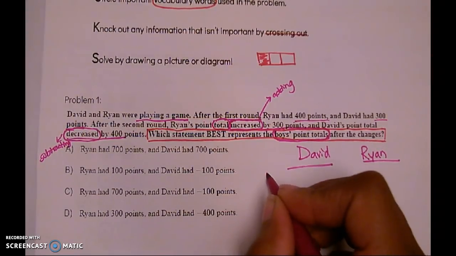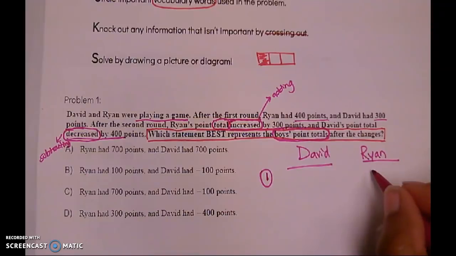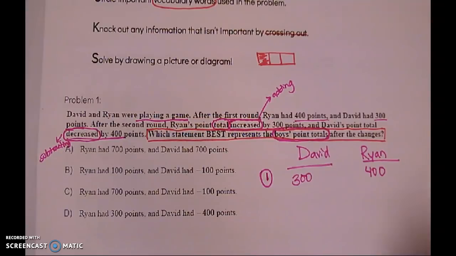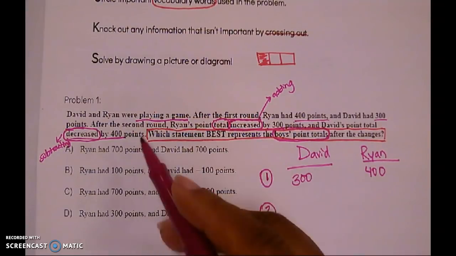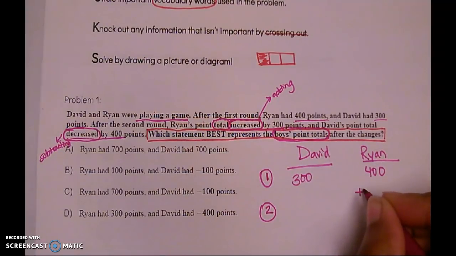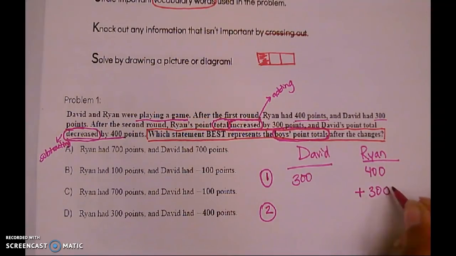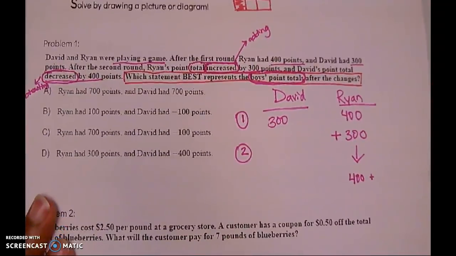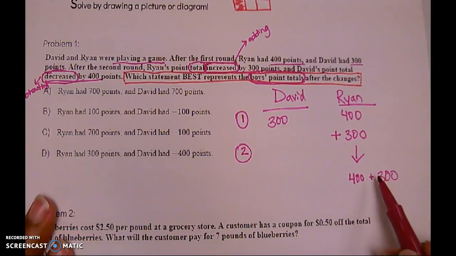After the first round, Ryan had 400 points. David had 300 points. After the second round, it says Ryan's point total increased by 300. Increase to me means we're adding, or it's positive, so it increased by 300. So essentially, we can write this equation for Ryan: 400 plus 300, because his points increased by 300 points in the second round.